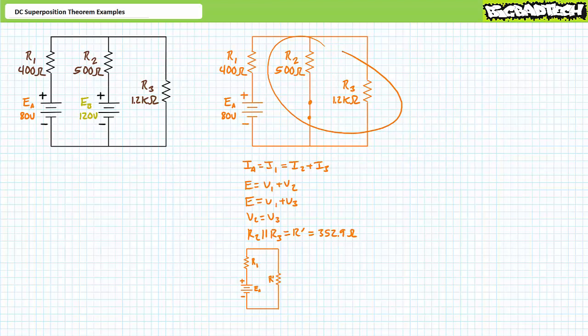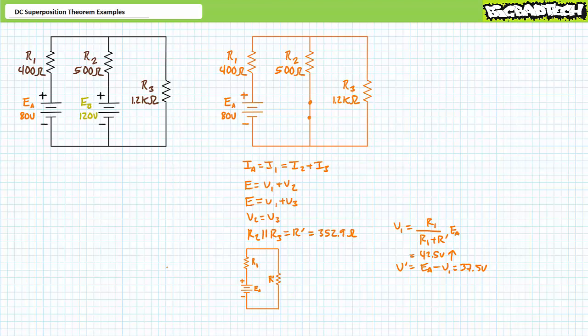where R single prime has a value of 352.9 ohms. R single prime is perfectly in series with R1. An application of the DC voltage divider rule to the pure series simplification, solving for V1, demonstrates that V1 is 42.5 volts oriented positive to negative, top to bottom. An algebraic rearrangement of the Kirchhoff's voltage law equation for the pure series simplification, solving for unknown voltage V single prime, demonstrates that V single prime is a remaining 37.5 volts.